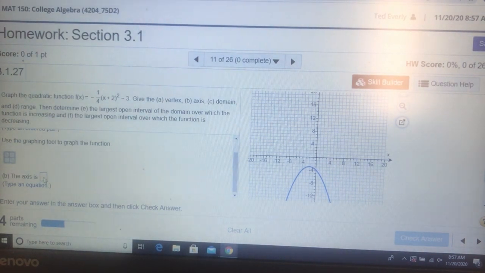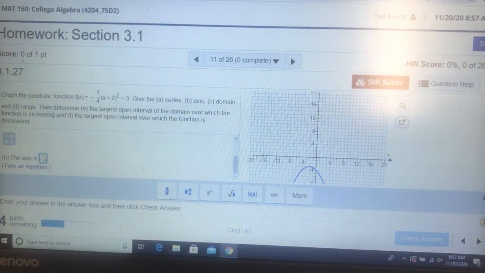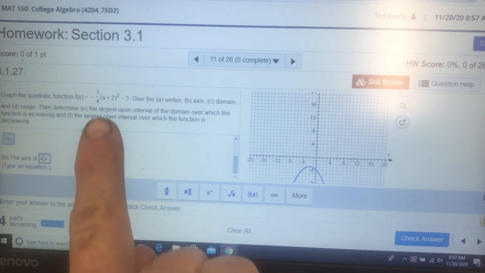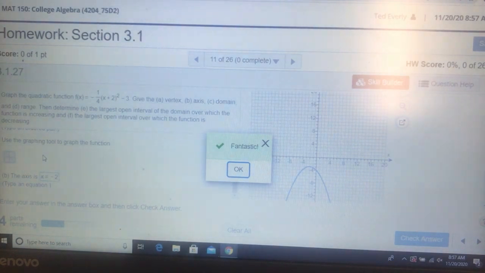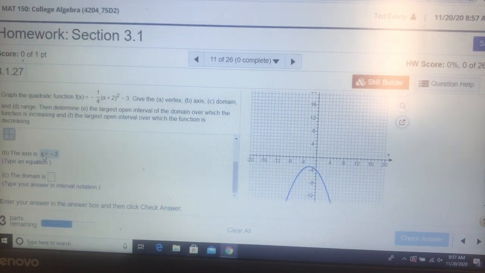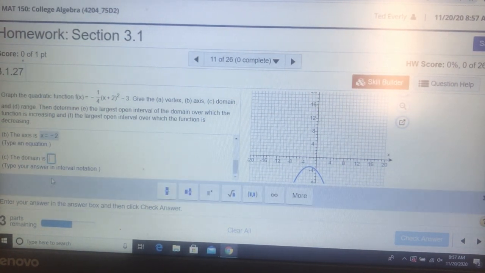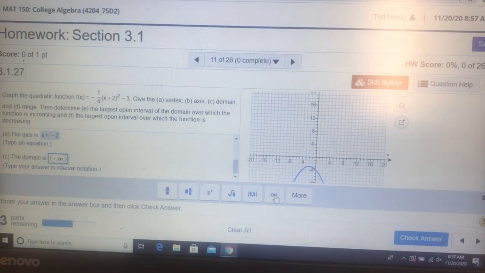Now the axis of symmetry is x equals, from your vertex, -2. So x equals -2. Okay, fantastic. And then domain, every one of these is -infinity to +infinity. So -infinity to +infinity.